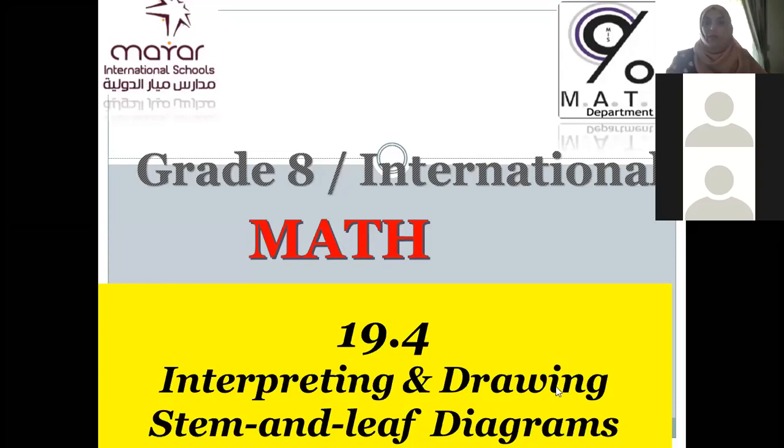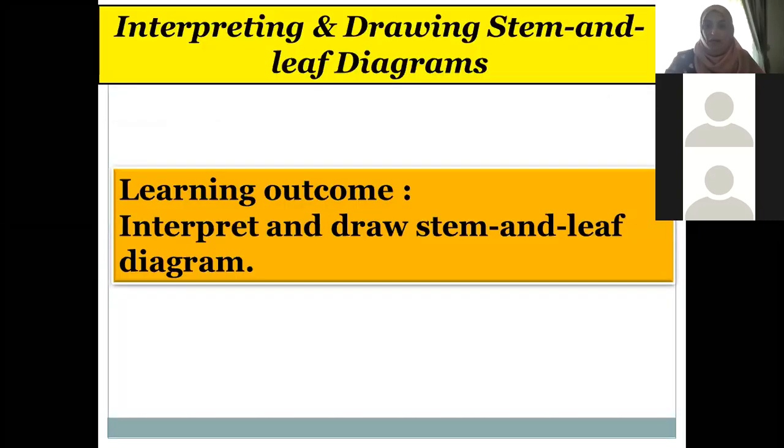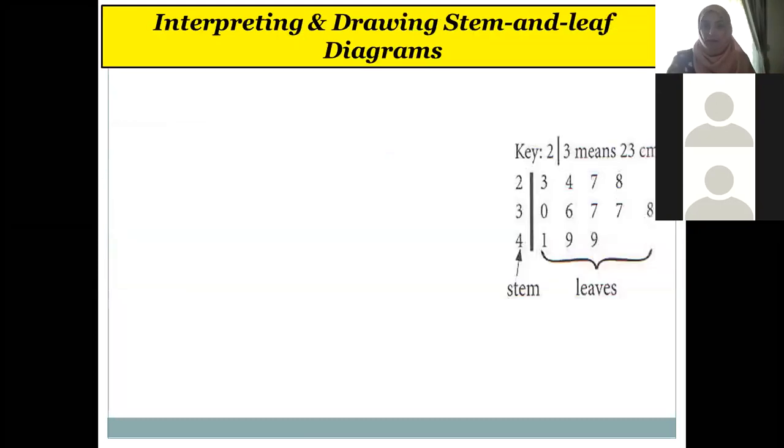I know that stem and leaf you didn't cover in the previous stages, so that's why I needed to go through it again. So we will interpret and we will draw stem and leaf diagram. Now, what do we mean by stem and leaf diagram? How can we draw that?